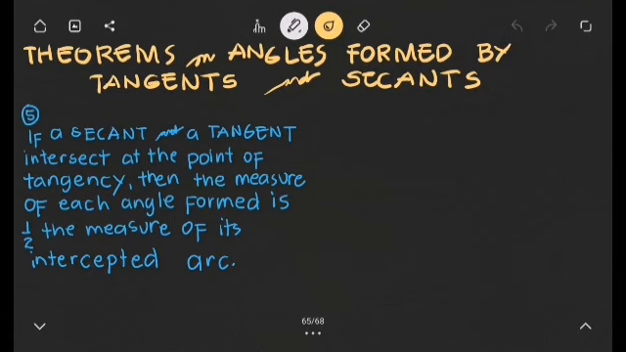Okay, so para sa panlima nating theorem, we have an intersection of a secant line and tangent line kung saan makikita yung point of tangency doon sa mismong circle. So, para makuha yung measurement niya, kukunin lang natin yung 1/2 ng measure ng kanilang intercepted arc. Again, so in this case, ang intersection o yung vertex ng angle ay makikita sa circumference ng circle.